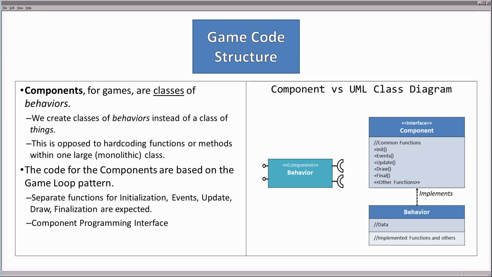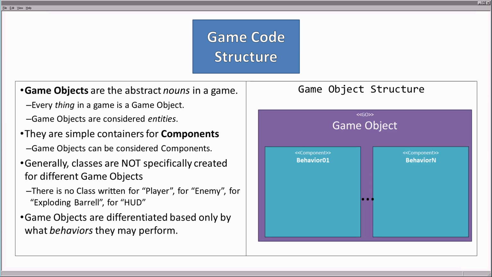The code for components is based on the game loop pattern. Separate functions exist for initialization, events, update, draw, and finalization. Typically, within a game engine, there is a component programming interface which all components inherit or implement. Game objects are the abstract nouns in a game. Every thing in a game is a game object. Every object, every player, every enemy, every rock, everything in a game is a game object.